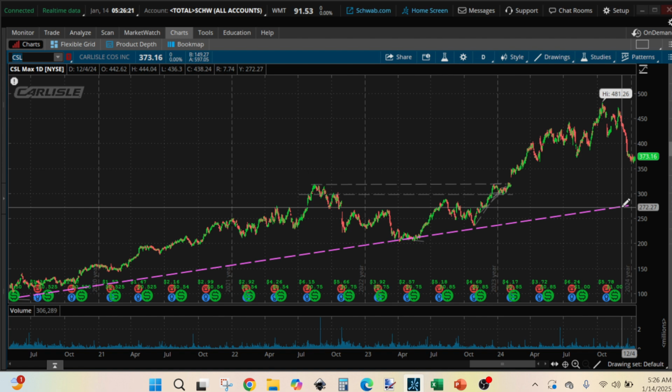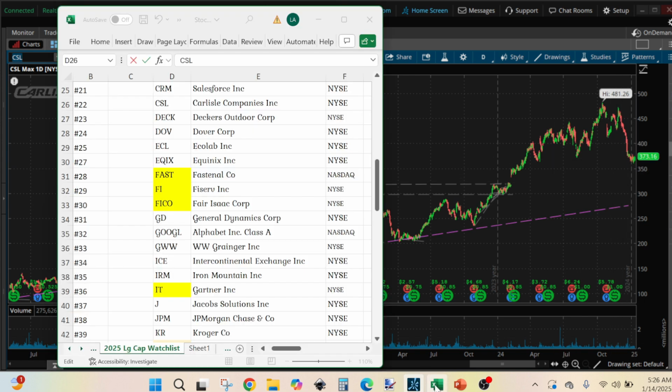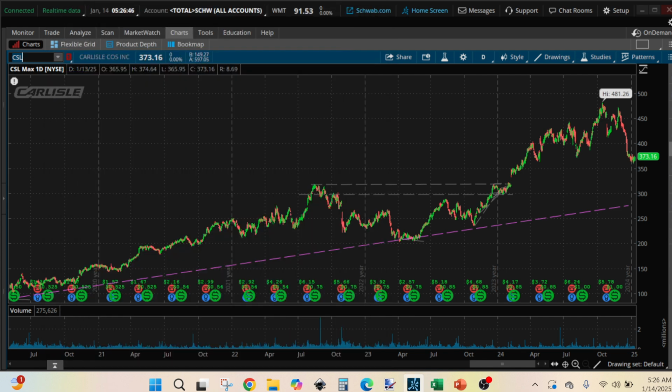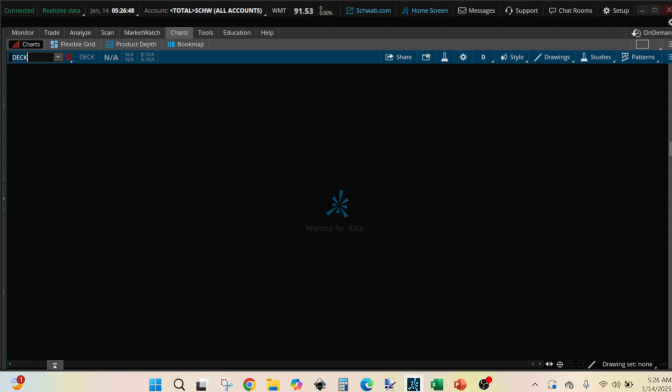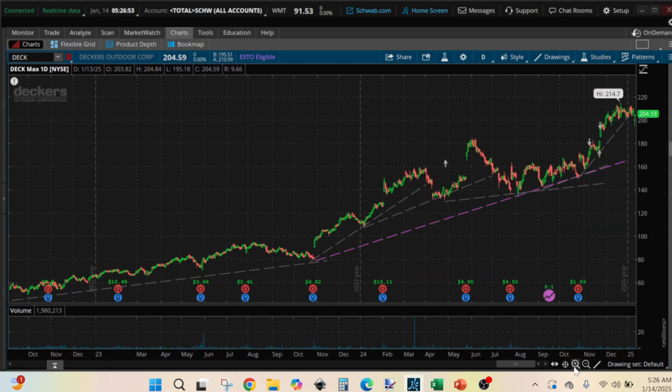So it's easier to know who makes which profit. So this CSL, we like to buy at this line, and right now it's a little bit far from it. The next one is DECK. And it is far from the trend line we like to buy at. We'll just keep watching it.